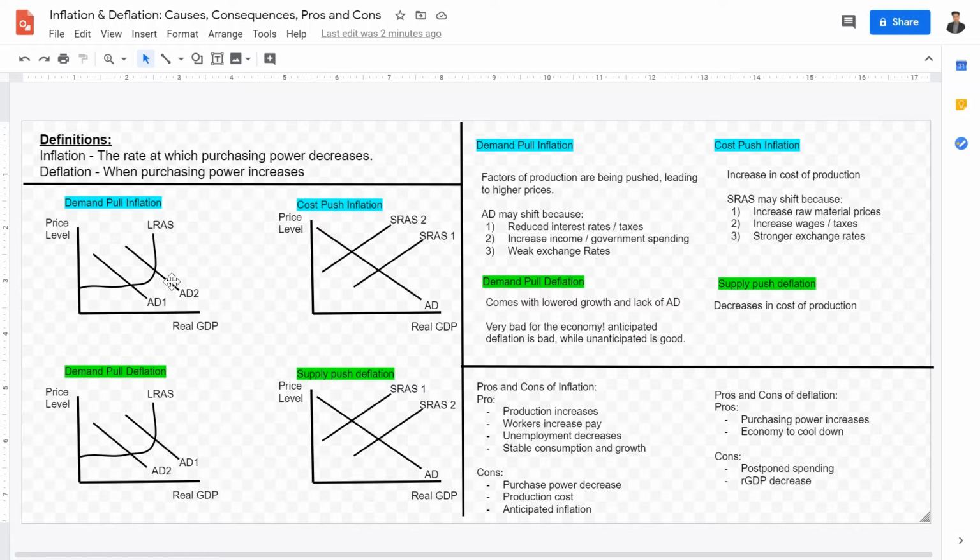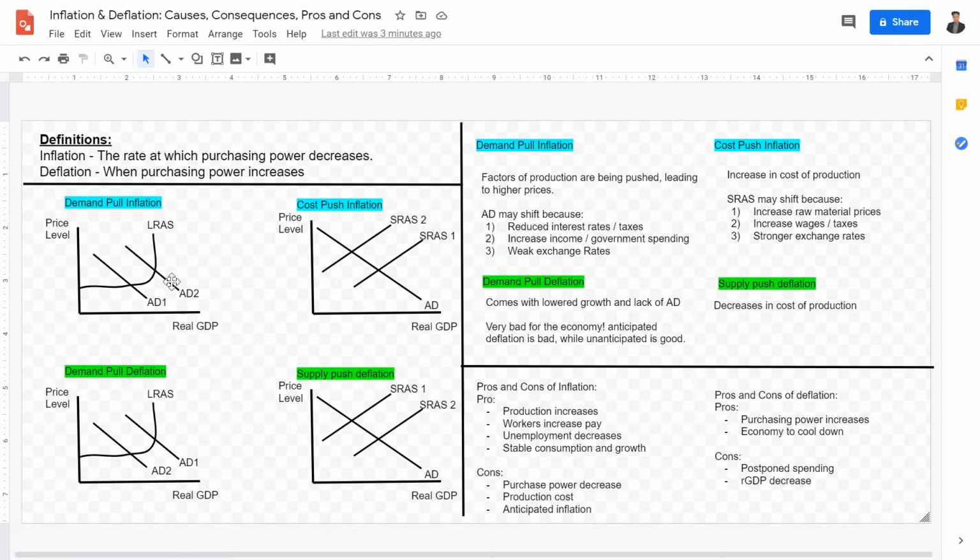So this is kind of the bad type of inflation, and this is caused by the short-run aggregate supply decreasing. Why does the aggregate supply decrease? Aggregate supply decreases because the cost of production is increasing. That is what causes the short-run aggregate supply to decrease. Now, why may short-run aggregate supply decrease? Increases in raw material prices, increases in wages, increases in taxes, or a stronger exchange rate.